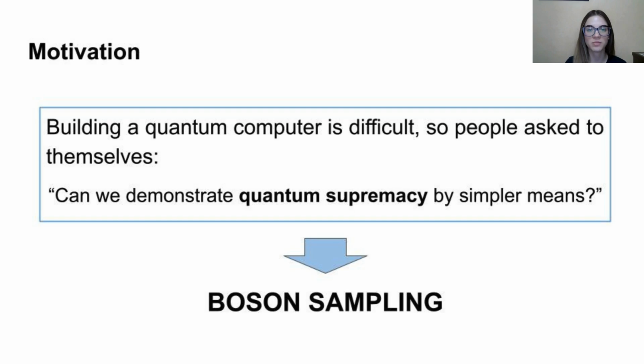But here's the exciting part. We don't need a fully working quantum computer to prove quantum supremacy. Instead, simple quantum systems can perform specific tasks that classical computers can't handle. Boson sampling is one of these tasks. It uses photons to solve a highly complex problem that classical computers struggle to compute efficiently.